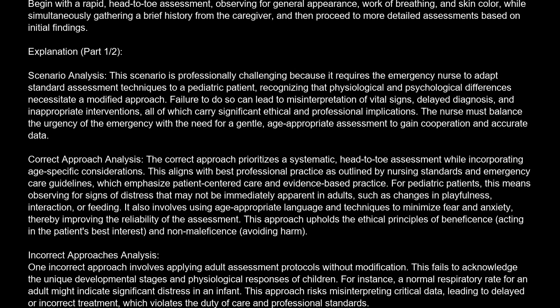Incorrect approaches analysis. One incorrect approach involves applying adult assessment protocols without modification. This fails to acknowledge the unique developmental stages and physiological responses of children. For instance, a normal respiratory rate for an adult might indicate significant distress in an infant. This approach risks misinterpreting critical data, leading to delayed or incorrect treatment, which violates the duty of care and professional standards.